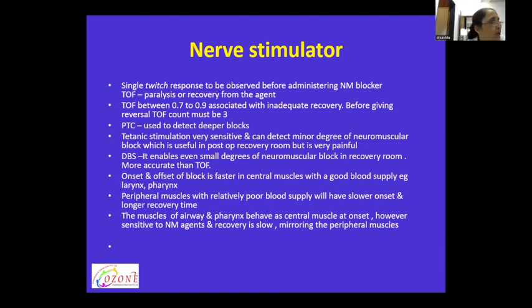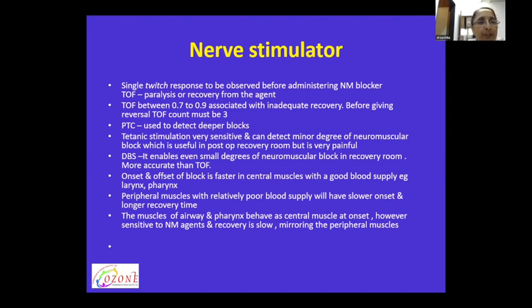Then the post-tetanic count. The post-tetanic count is composed of tetanic stimulation of 50 hertz for 5 seconds, followed by 10 to 15 single twitches. That is, tetanic stimulation at an intensity of 50 hertz for 5 seconds, followed by 10 single twitches.